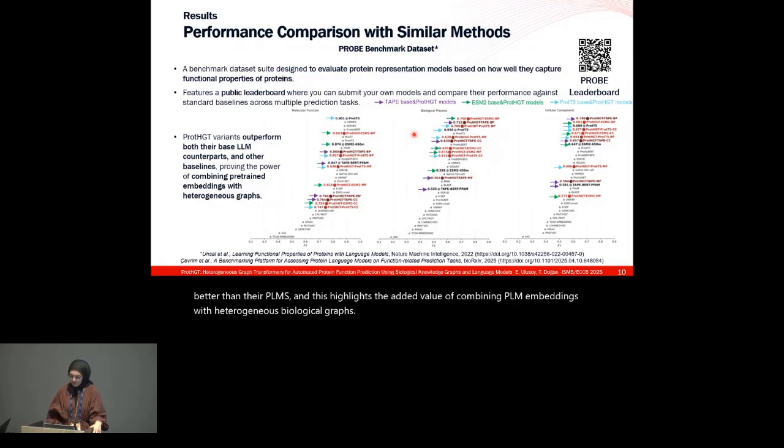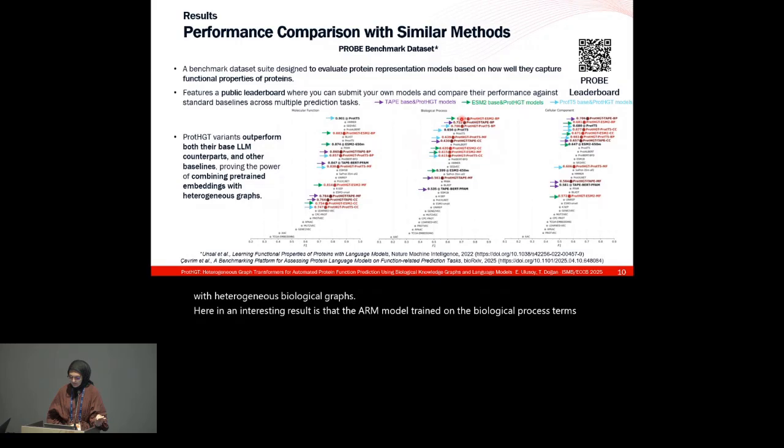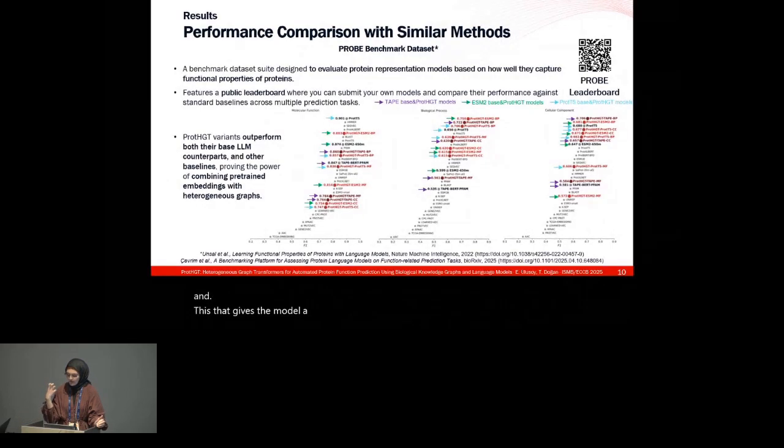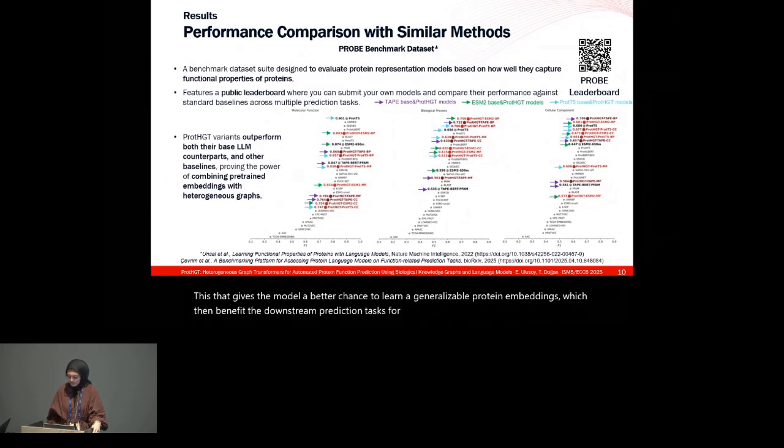Here, an interesting result is that our model trained on the biological process terms performed best, not only on the biological process tasks, but across all three categories. And this likely reflects the fact that biological process terms represent a broader and more diverse set of biological functions, and the training set is also larger for the biological process. And that gives the model a better chance to learn generalizable protein embeddings, which then benefit the downstream prediction tasks for other categories as well.